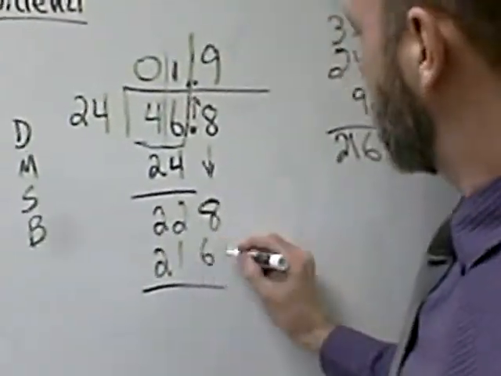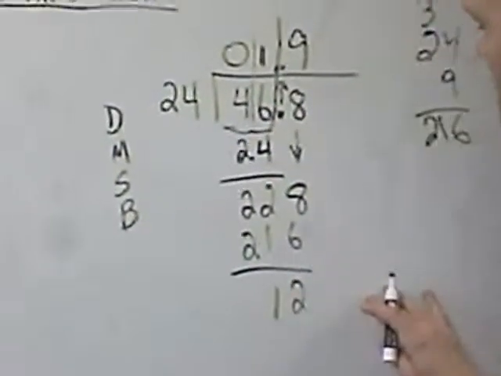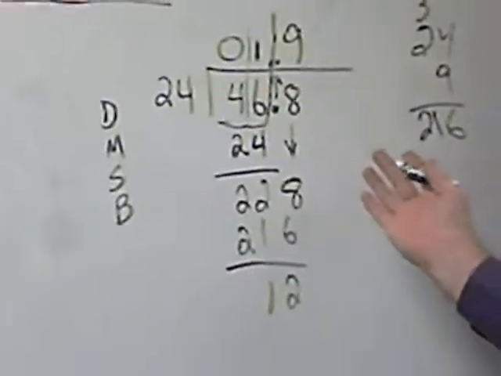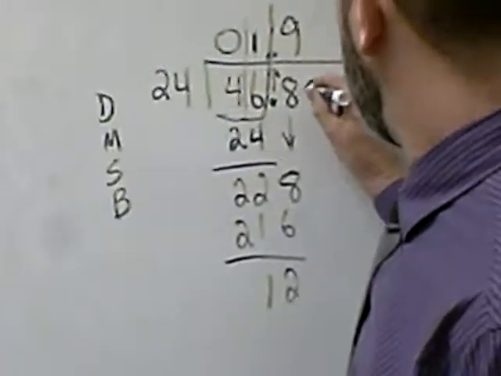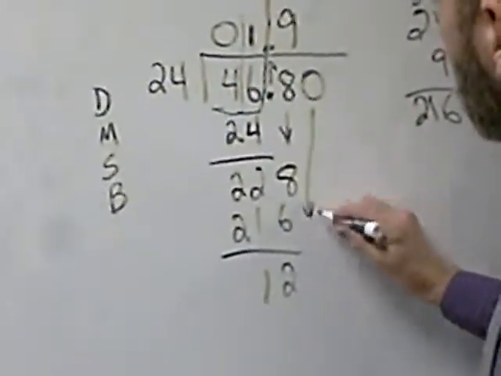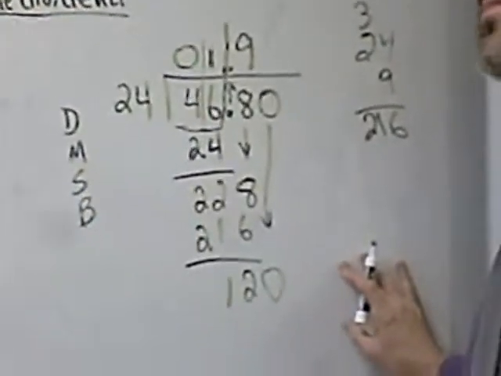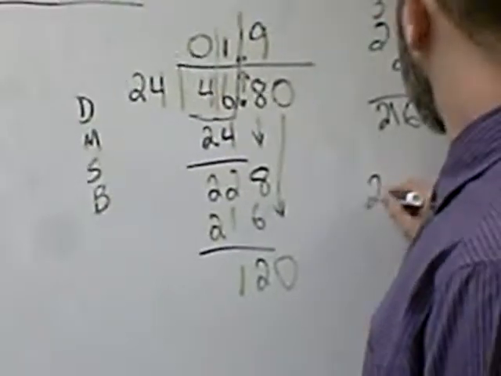Subtract. 8 minus 6 is 2. 2 minus 1 is 1. Now, what do I do? Well, I'm going to add that 0 there. It's not changing the value. And bring that 0 down. So now 120.